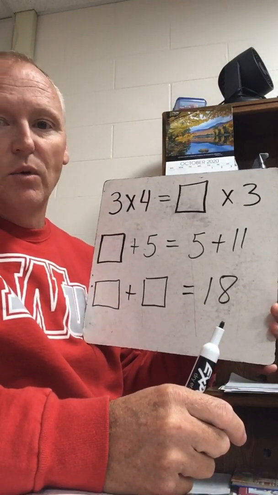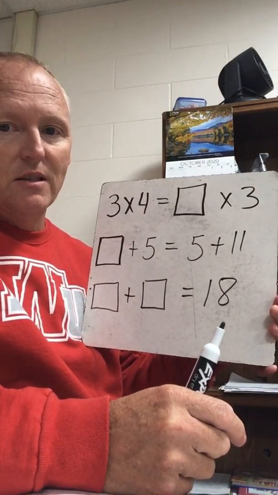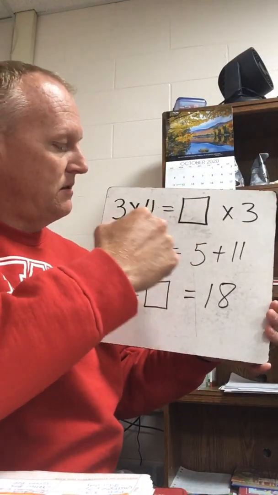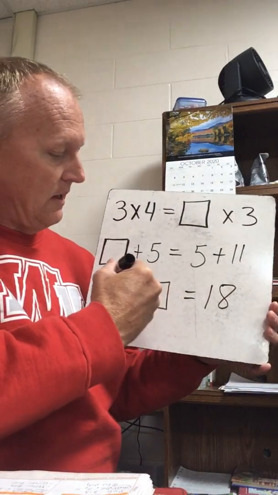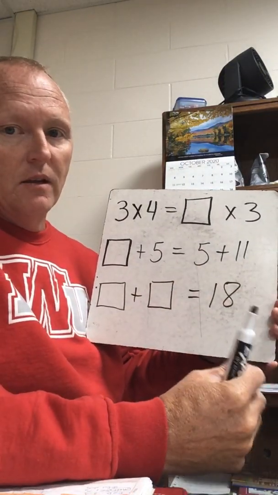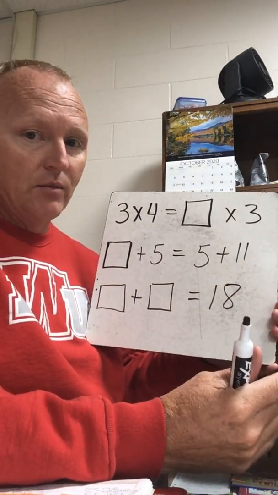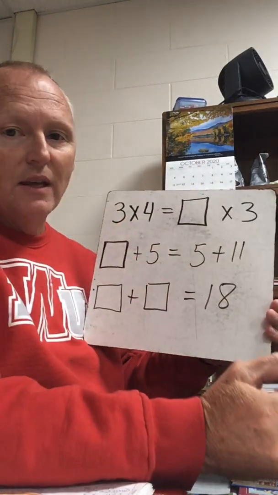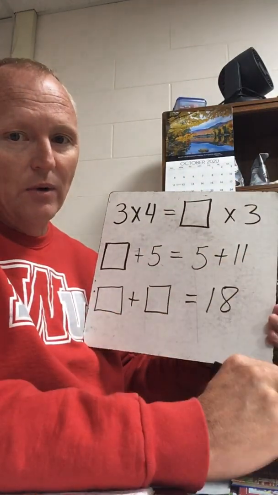For this math lesson, we're going to be completing number sentences to make them equations. This is a number sentence, this is a number sentence, and this is a number sentence. Number sentences are written from left to right, just like sentences are. Usually a number sentence uses a lowercase letter.